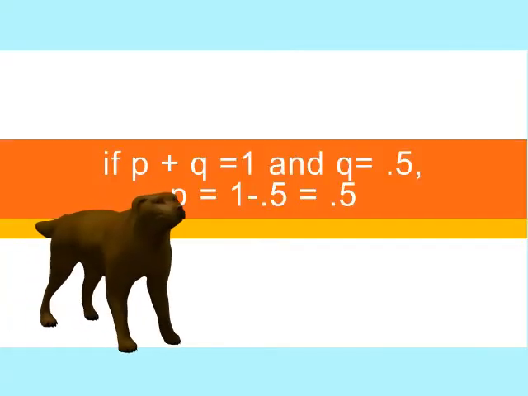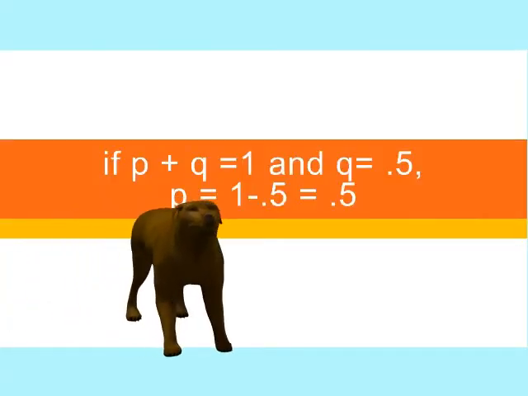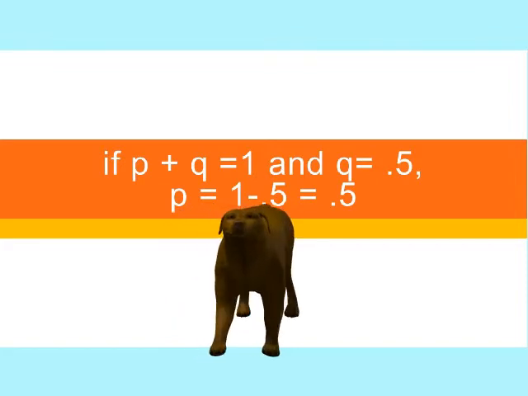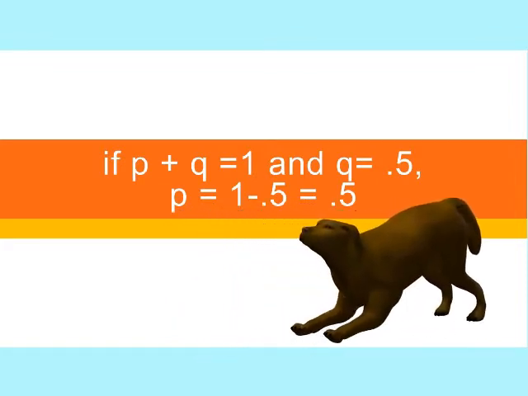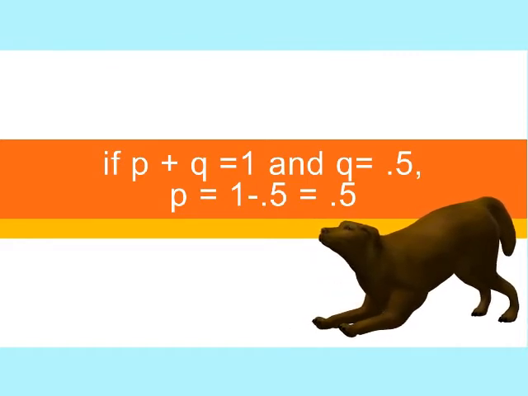Given that P plus Q equals 1, or 100% of the alleles of the population, when Q equals 0.5, then the frequency of the P allele is also 0.5.